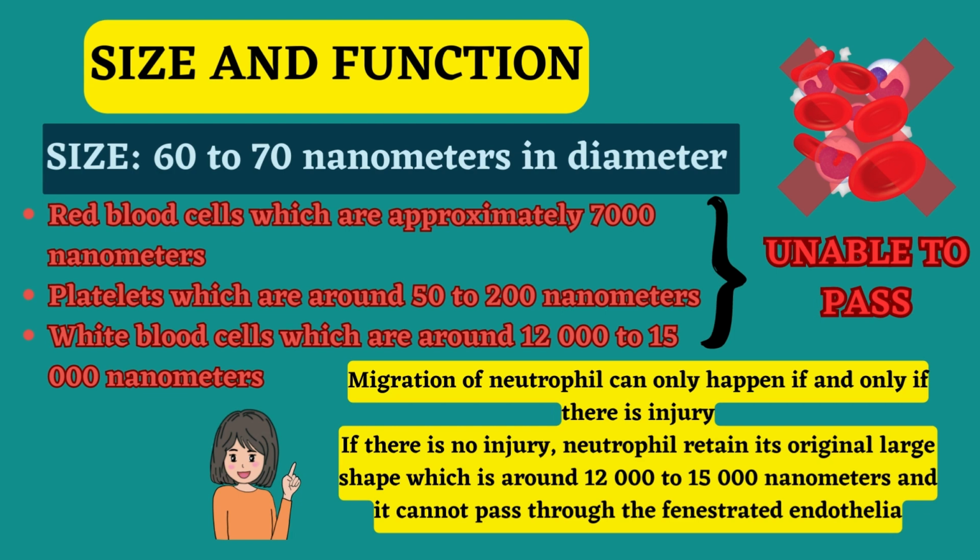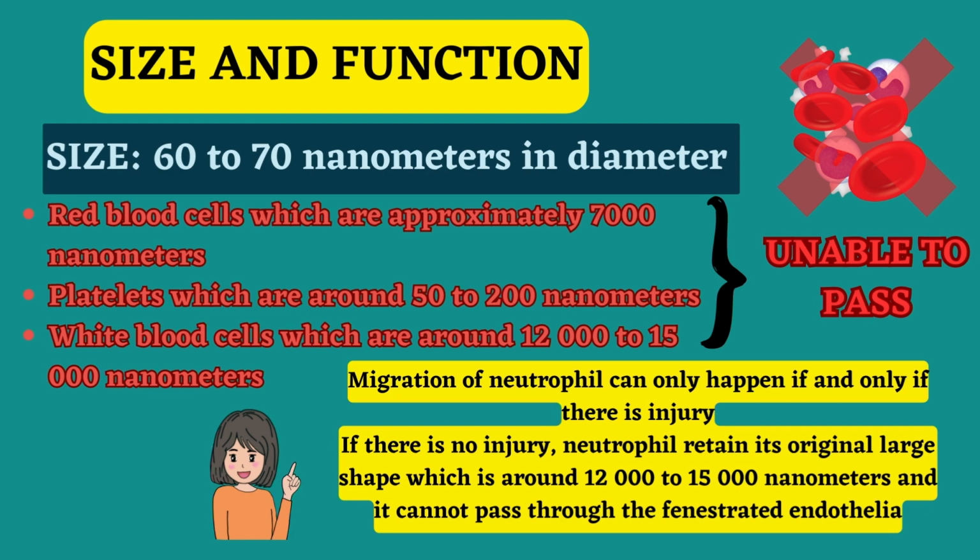Some students question, what about leukocytes, particularly neutrophils? Why did they ask that question? It is because neutrophils have the ability to squeeze through and migrate to the affected site. This migration of neutrophils can only happen if there is injury. If there is no injury, neutrophils retain their original large shape, which is around 12,000 to 15,000 nanometers, which tells us that they cannot pass through the fenestrated endothelia.